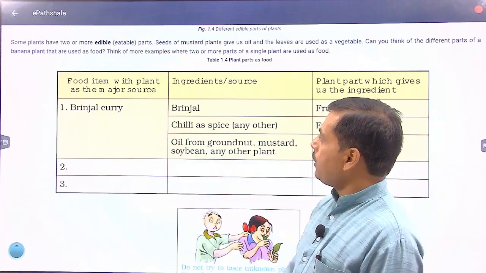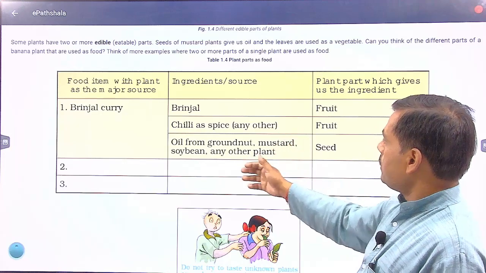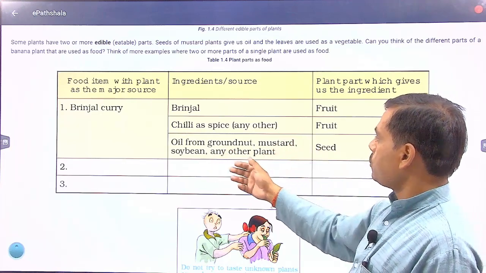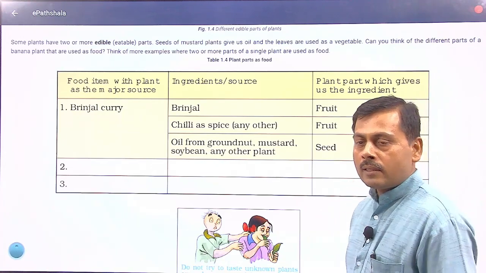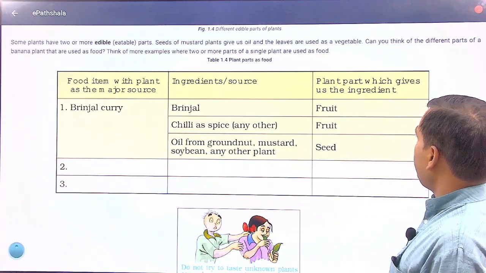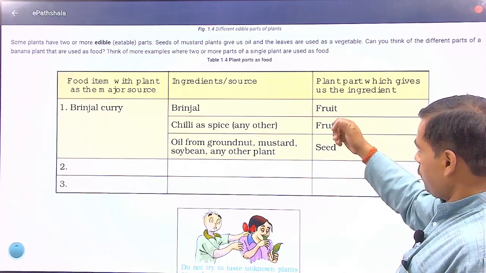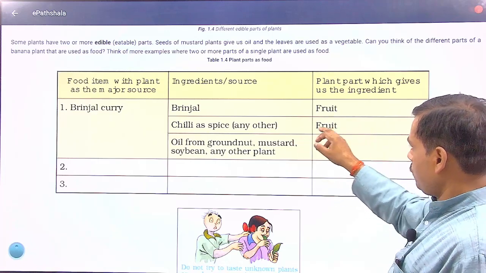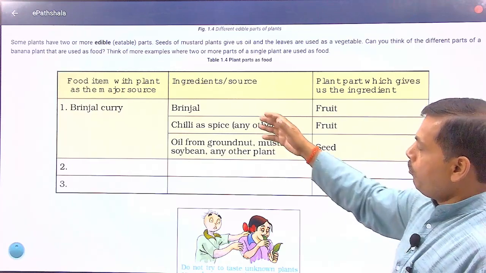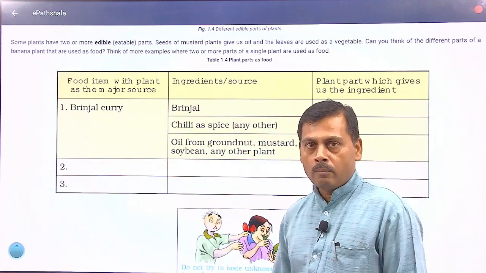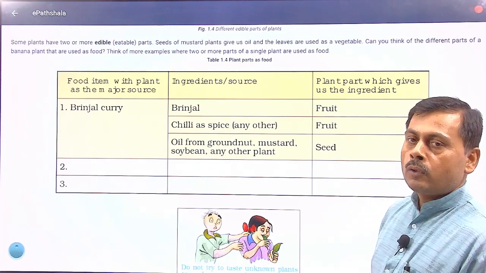Here is the brinjal curry. The ingredients are brinjal, chili as spice, and oil from groundnut, mustard, soya bean, or any other plants. Various types of oils are found by us and used for brinjal curry. The plant parts that give us ingredients: chili is a fruit, brinjal is also a fruit, and the oil is from seed. Complete this chart at home with the help of your father and mother.